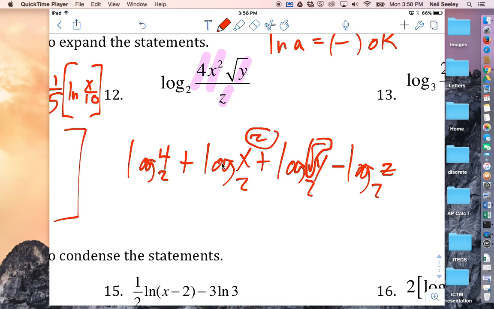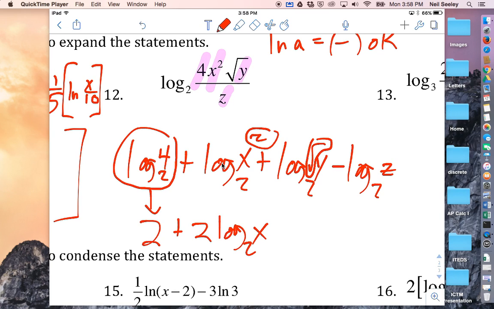Take care of those. And any simple logs like log base 2 of 4, 2 to what power is 4? That's totally just 2. So you can evaluate those. Take care of those easy logs, pull powers out front, and you're done. Got those. And don't forget, square root is a half power, so we want to put the half out front. Log base 2 of y, and then minus log base 2 of z, and we are done.